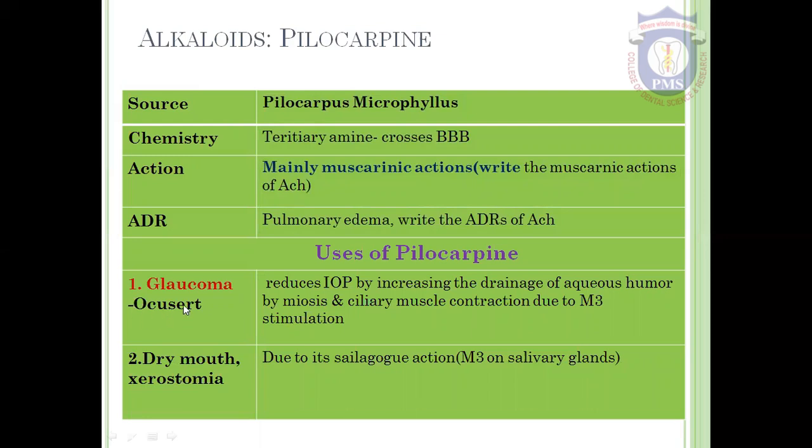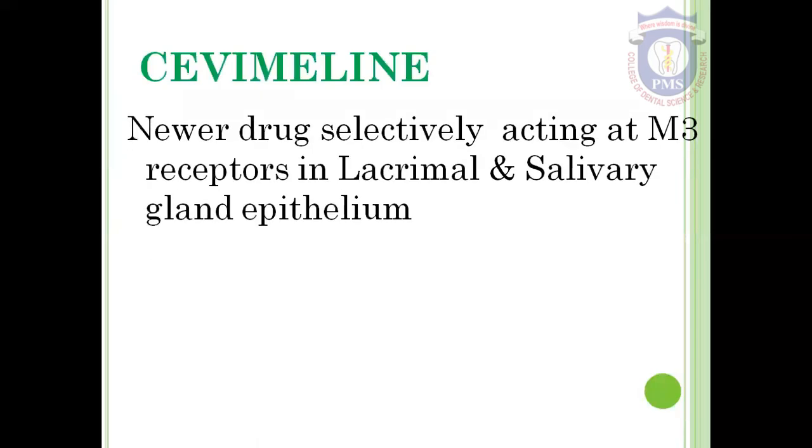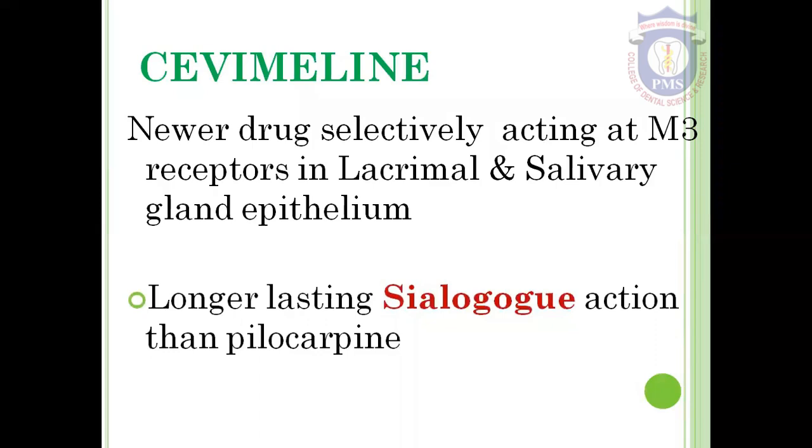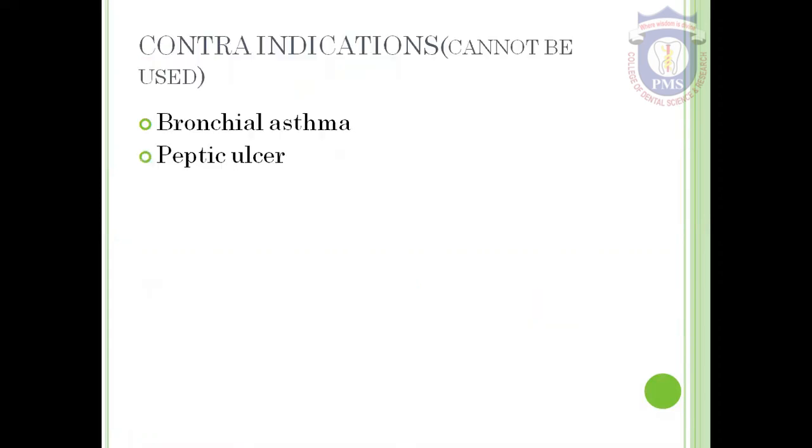Ocusert is a newer drug delivery system. Then we can also use it for the management of dry mouth and xerostomia due to sialagogue action. Then another agent is cevimeline. It is a newer drug selectively acting at M3 receptors in lacrimal and salivary gland epithelium. So it has a longer lasting sialagogue action than pilocarpine.